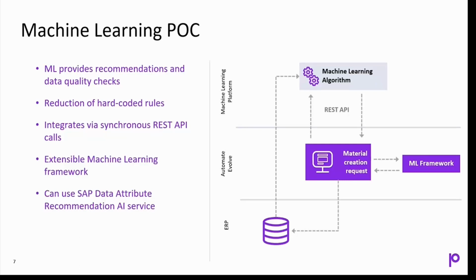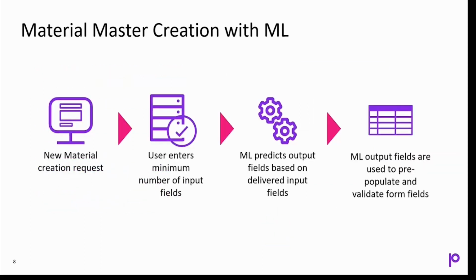In fact, we tried both a custom-built machine learning algorithm as well as a standard machine learning algorithm provided by SAP. On a high level, the material master creation process looks like this when machine learning is applied to support the process. The user opens the new material creation request form and enters the minimum number of fields that are needed by the machine learning algorithm as input fields to predict a certain output. The algorithm is then called and predicts an output based on these input fields. And our framework in Evolve applies those output fields to pre-populate and validate form fields.